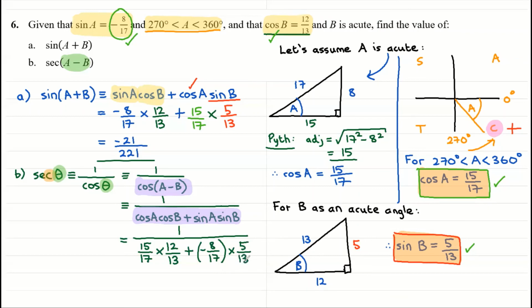So once again, you could just put all that into your calculator in one step. So let's do that. So we've got, and you can check this, please, 221 over 140. Okay, and that concludes the lesson.